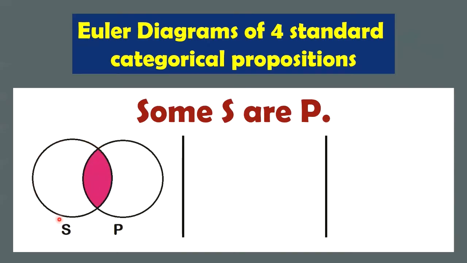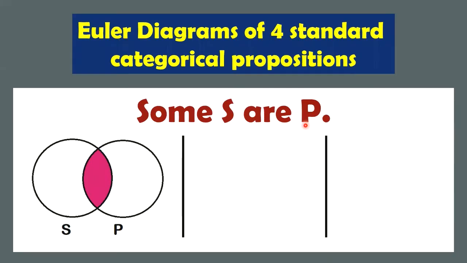Diba? Ito yung buong S. Okay? Tapos yung shaded portion, ito yung part ng S, some lang, some parts ng S na nasa P. Okay? So that's why ito ay isang Euler diagram for this proposition. Some parts of S are in P.